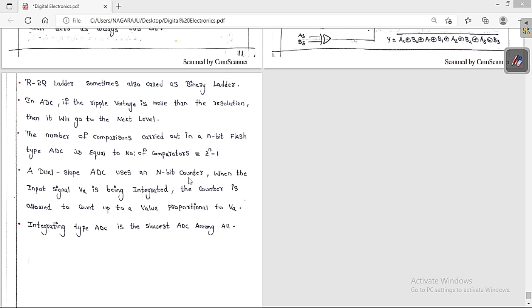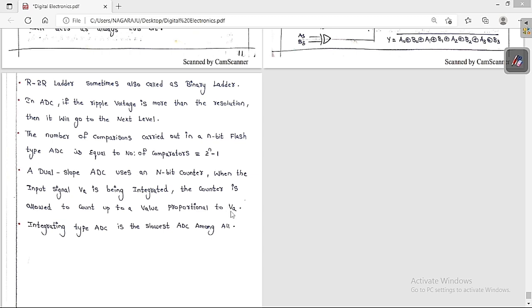A dual slope ADC uses an n-bit counter. When the input signal VA is being integrated, the counter is allowed to count up to a value proportional to VA. I have already told you that in the dual slope ADC, first we connect the analog voltage and then we connect the reference voltage. So the counter counts up to a value proportional to VA, up to a fixed amount of time t1.